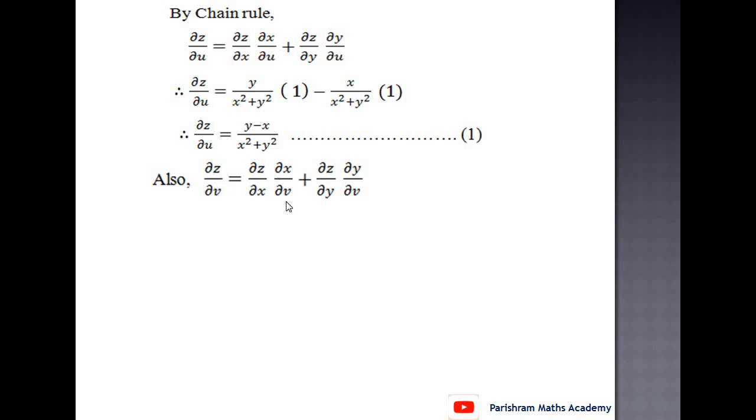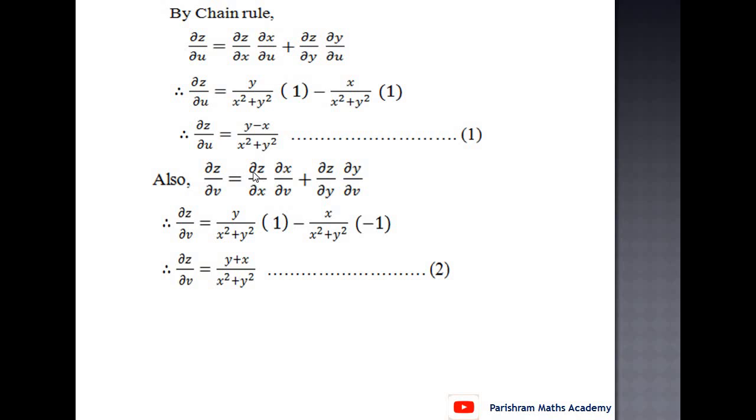Also, ∂z/∂v equals ∂z/∂x into ∂x/∂v plus ∂z/∂y into ∂y/∂v. Putting the values, ∂z/∂x is y upon x square plus y square into ∂x/∂v, which is 1. ∂z/∂y is minus x upon x square plus y square into ∂y/∂v, which is minus 1. There is minus minus plus, we get y plus x upon x square plus y square.